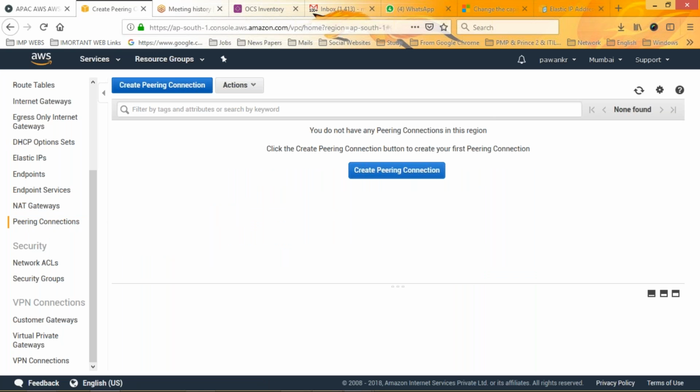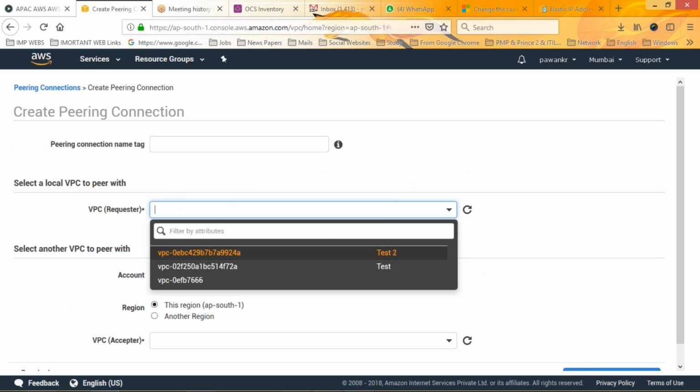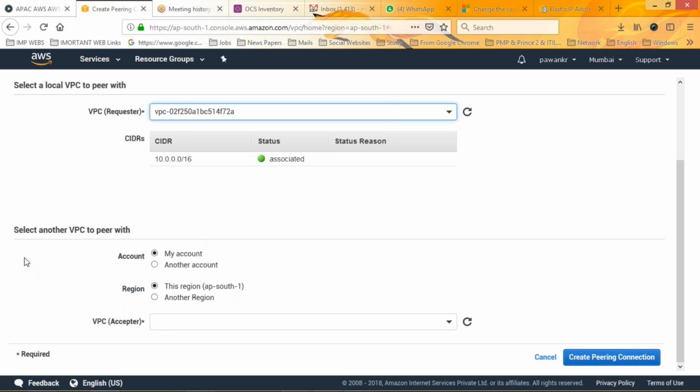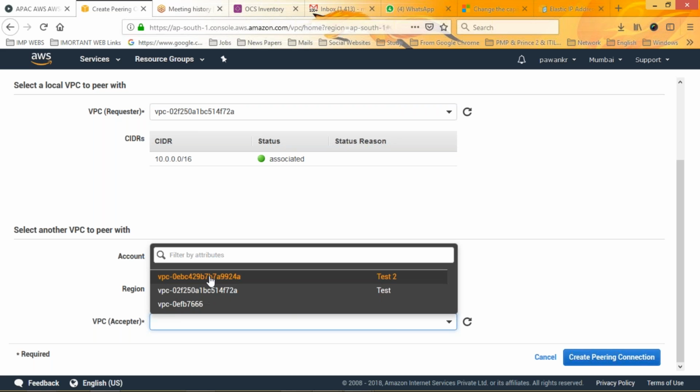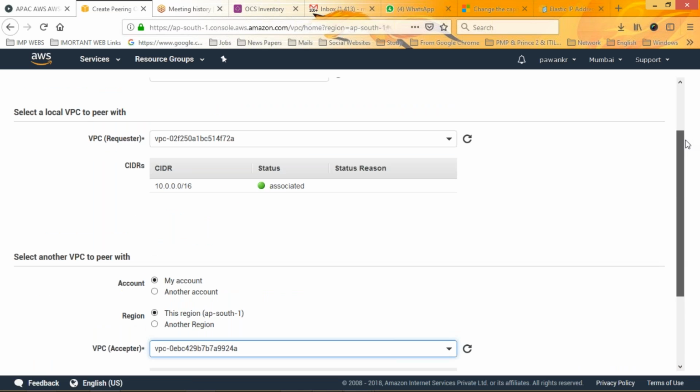Just click on it, and then you give the name tag and the VPC. Okay, which VPC you have to create it from. Go for here; this is one association of one address, and select another VPC. Is this your same account or another account? Suppose you have two different AWS accounts, so you can map a different account as well. The same region or different regions, you can just click over here, and it will be associated, test 1 to test 2. Okay, so they are communicating with each other.